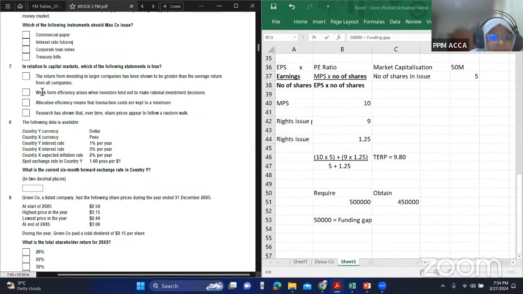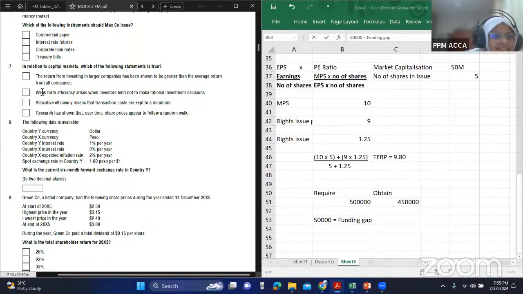Allocative efficiency means that transaction costs are kept to a minimum. That is not allocative. That is actually called operational efficiency. Okay, so in case you're interested, it is not allocative. If you want to keep transaction cost to a minimum, that is called operational efficiency.